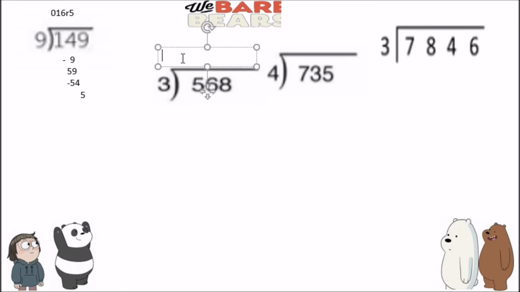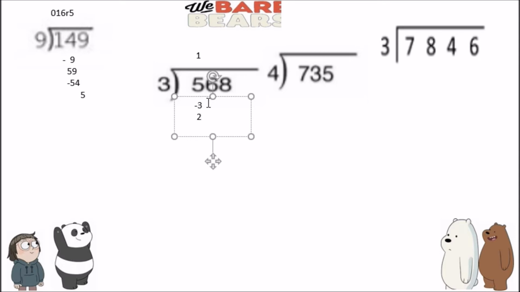Now for the next question, what we need to do over here is basically the same steps. So we need to do 3 into 5, which goes 1 time this time, because it doesn't go 0 this time. Then you put 3 underneath, then 5 minus 3, which is 2.